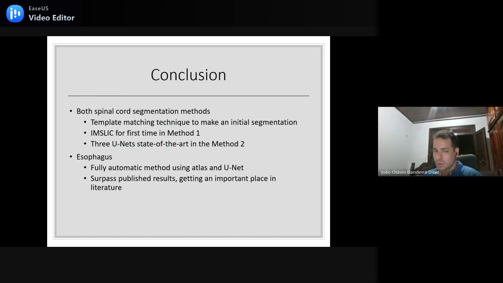Well, to conclude our presentation, we talk about the contributions, right? Well, in the two methods of spinal cord, we propose the use of MSLIC for the first time in medical images. We also use 3 UNets that were considered state of the art in image segmentation in medical images, and we get very good results. To the esophagus, we build a fully automatic method using Atlas and UNet. Each paper published its results and gets an important place in the literature. So we propose 3 methods in our thesis, and we can see that we can stay in an important place in the literature.